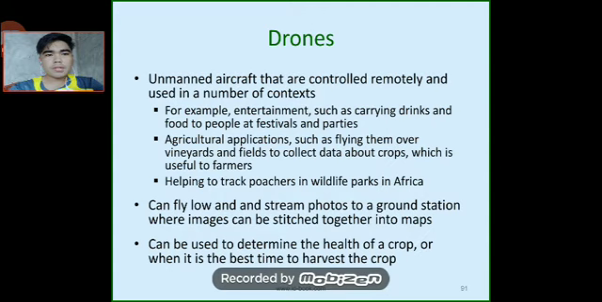Can fly low and stream photos to a ground station where images can be stitched together into maps. Can be used to determine the health of a crop or when it is the best time to harvest the crop.